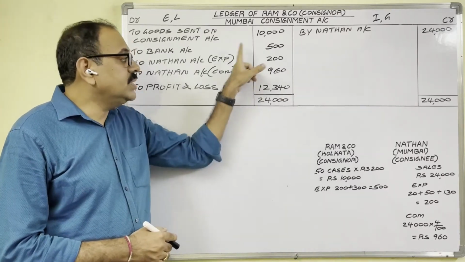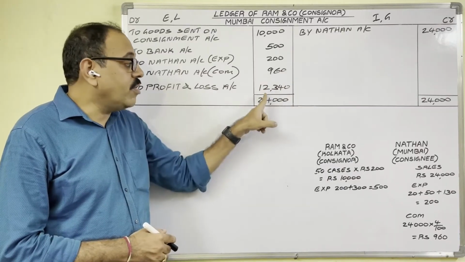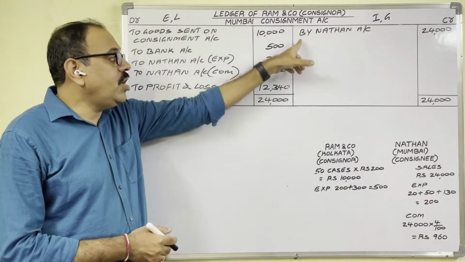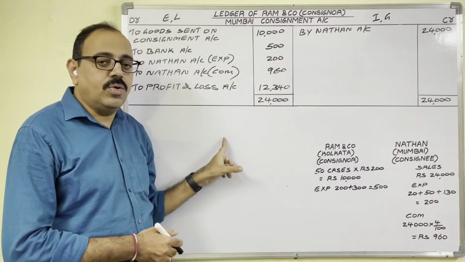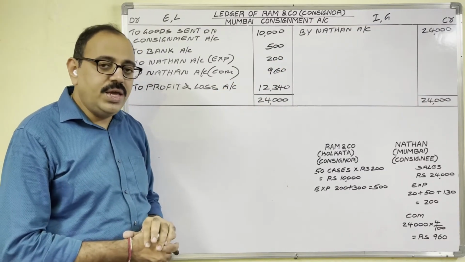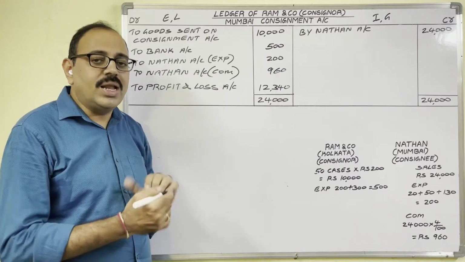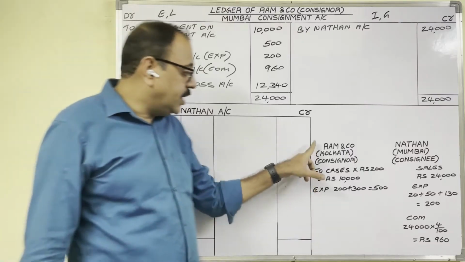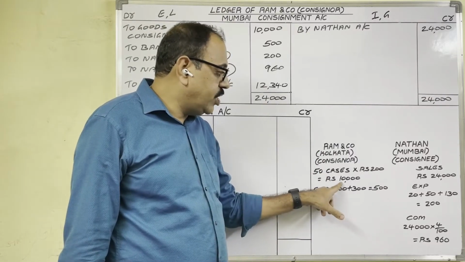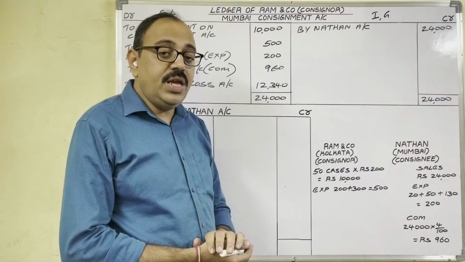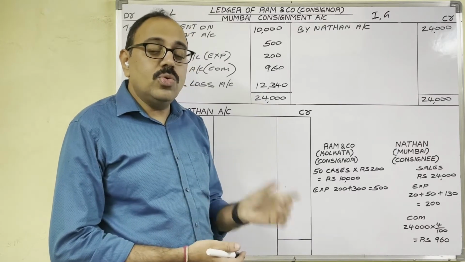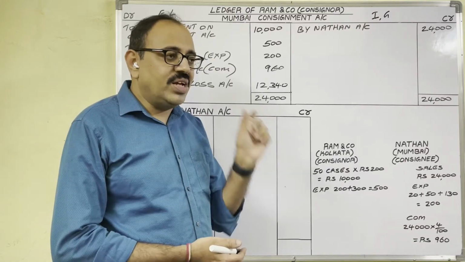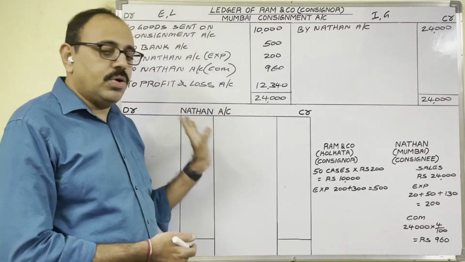So why he prepares consignment account? To know the profit or loss in consignment business. Next, consignor has to prepare consignee's account, Nathan account. Why? To know the due amount from Nathan account. First what happened? Consignor sent 10,000 worth of goods on consignment. Entry, Mumbai consignment account debtor to goods sent on consignment account. In this entry, Nathan is not there. So that first entry we need not post in Nathan account.